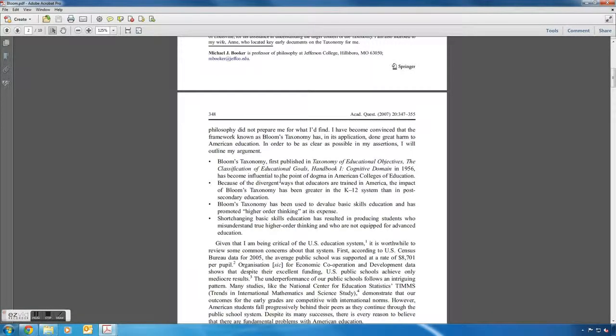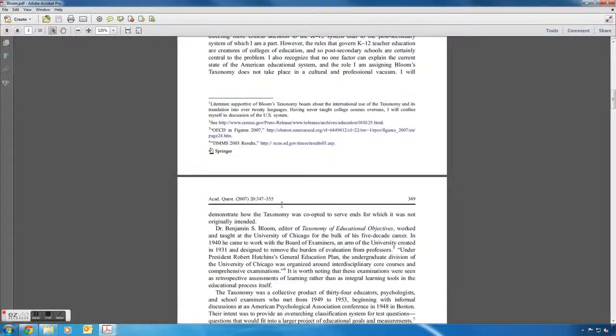One of the things he outlines in his arguments are these 4 points: that Bloom's taxonomy, first published in 1956, has become a dogma of the American colleges of education. Because of the different ways that educators are trained in America, the impact on Bloom's taxonomy has been greater in the high school and K through 12 areas than in post-secondary education. He also makes the argument that Bloom's taxonomy has been used to devalue basic skills education and has promoted higher order thinking. So that's been his big argument throughout this paper, is the basic skills have been devalued.